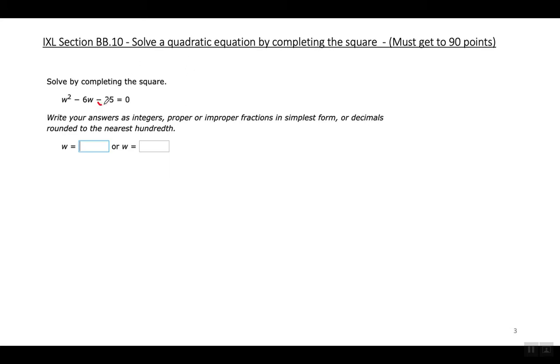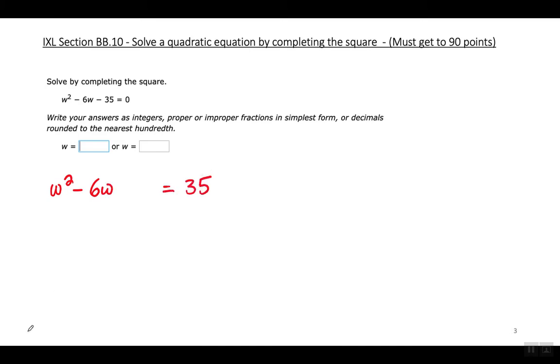The first thing you should do at the beginning is always get the c term, or the constant, and move it to the right side of the equation. Remember that the quadratic expressions are written in this form. So the number that's by itself, the c term, move that to the right side of the equation. Always do that. So it's going to become w squared minus 6w equals 35.